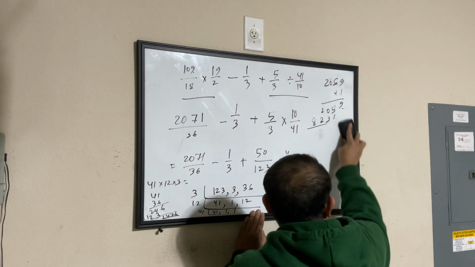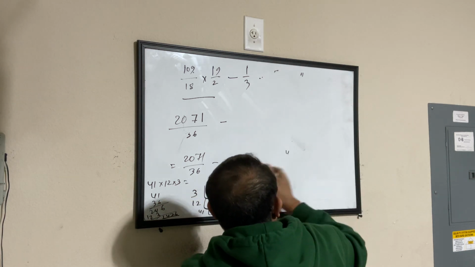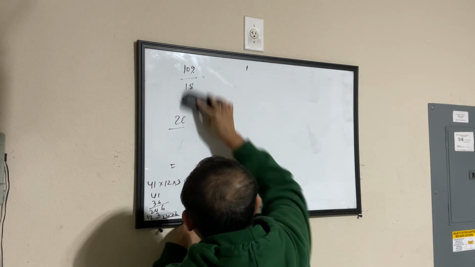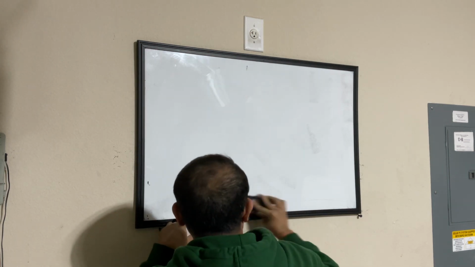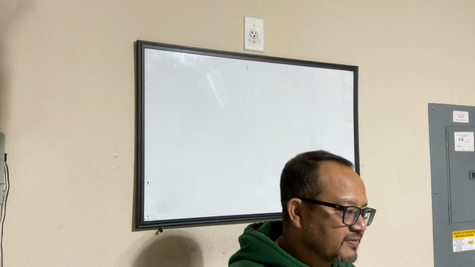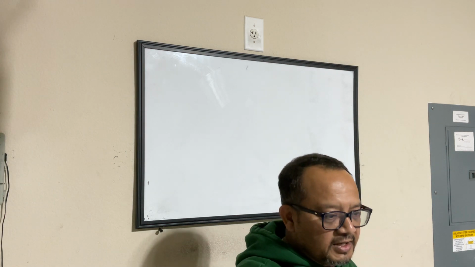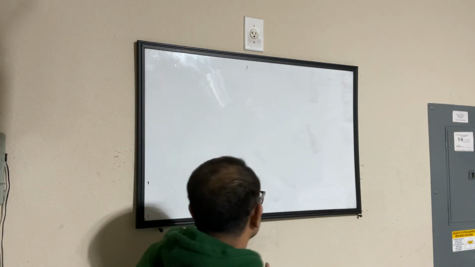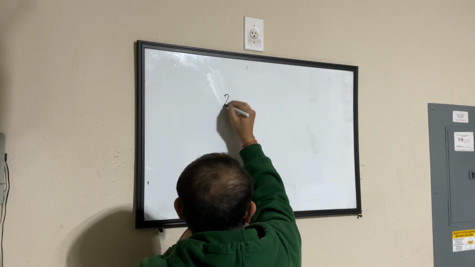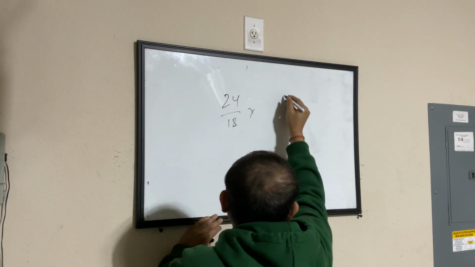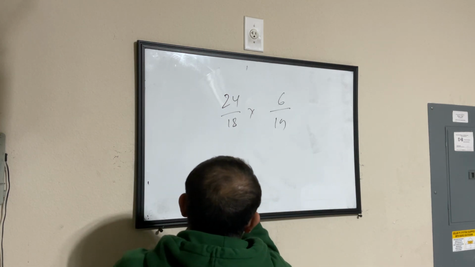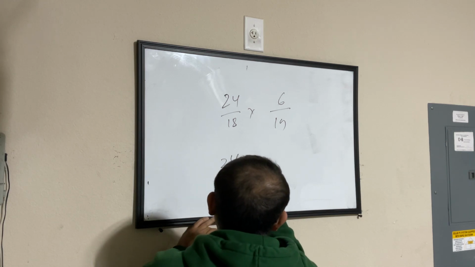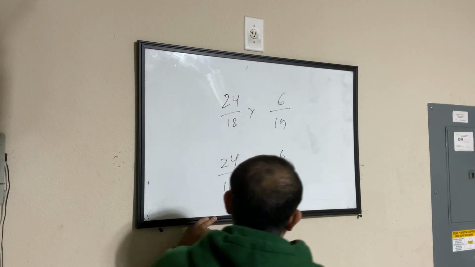Anybody have any conceptual gap with respect to how to deal with fractions, decimals, adding, subtracting, multiplying and dividing a fraction? Anybody? Anybody have any doubt? Let me just spend 2 more minutes. 24 by 18 multiplied by 6 by 19 versus 24 by 18 divided by 6 by 19. What's the difference between these two?